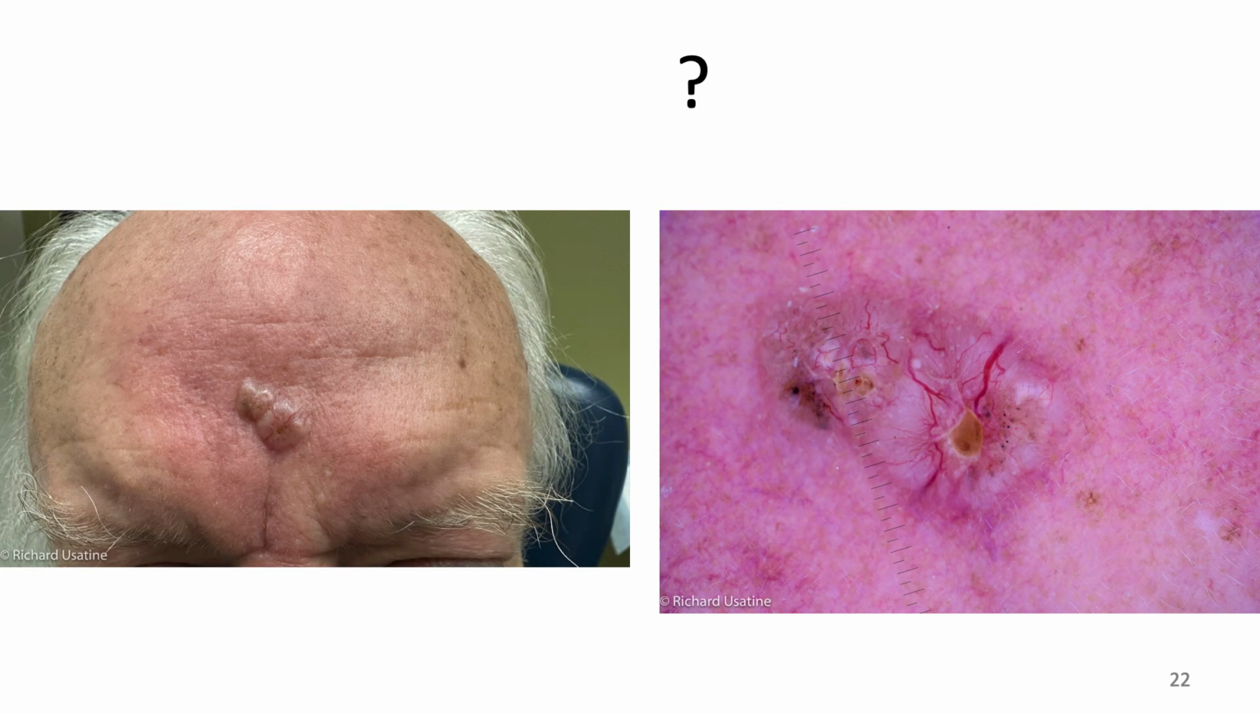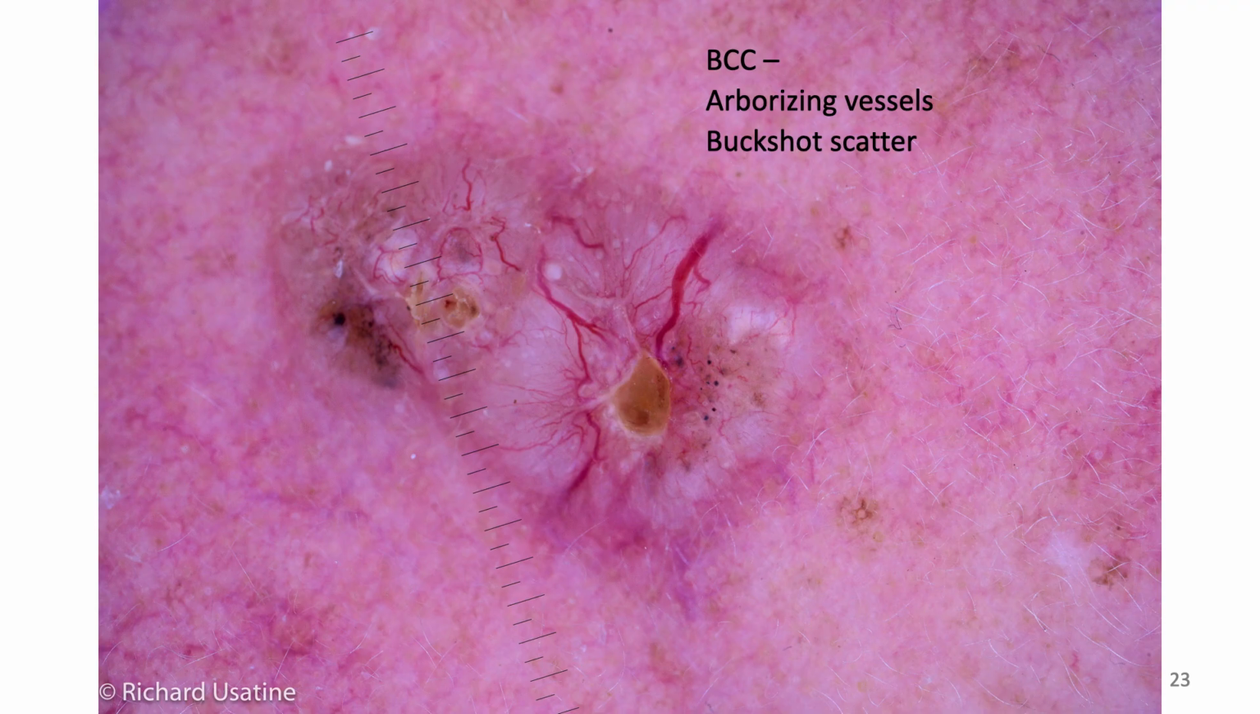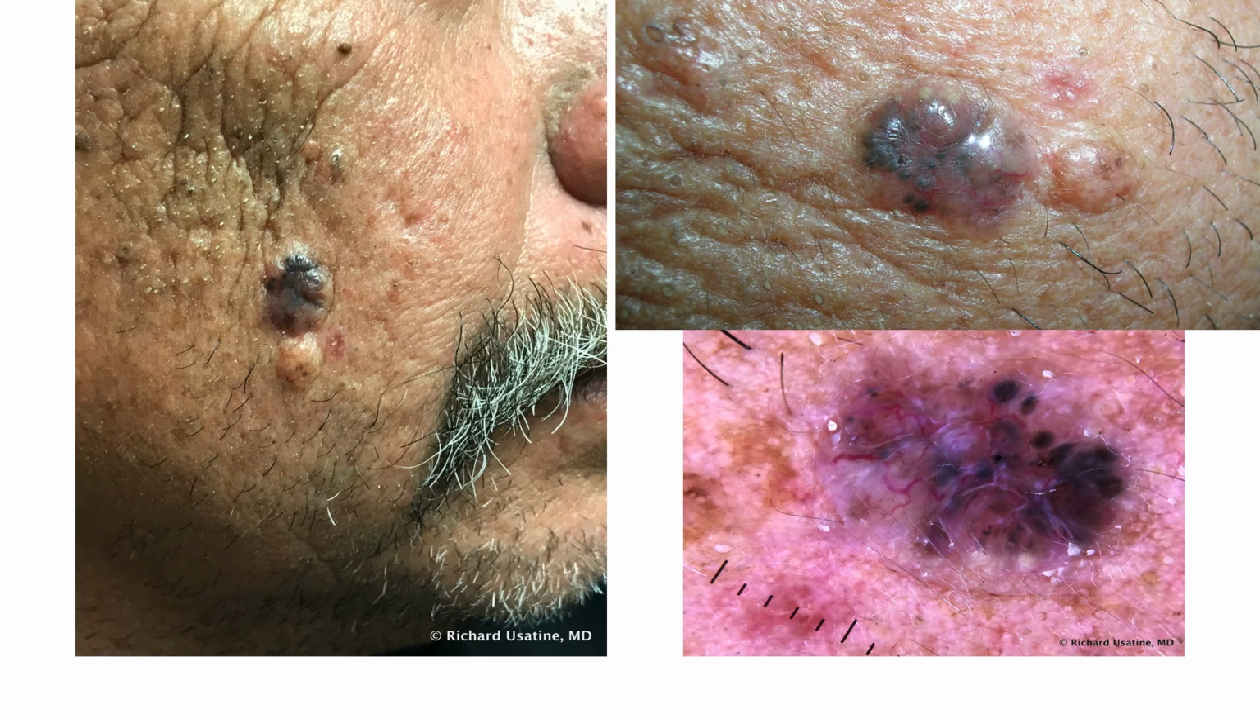Now, what do we see here? Of course, it doesn't look good. It looks chaotic. Let's look at the dermoscopy close up. This is a basal cell carcinoma, and got some nice vessels here, which are branching, arborized like a tree. And then we've got this buckshot scatter. And basically we're looking at some white structures, and we're looking at a basal cell carcinoma.